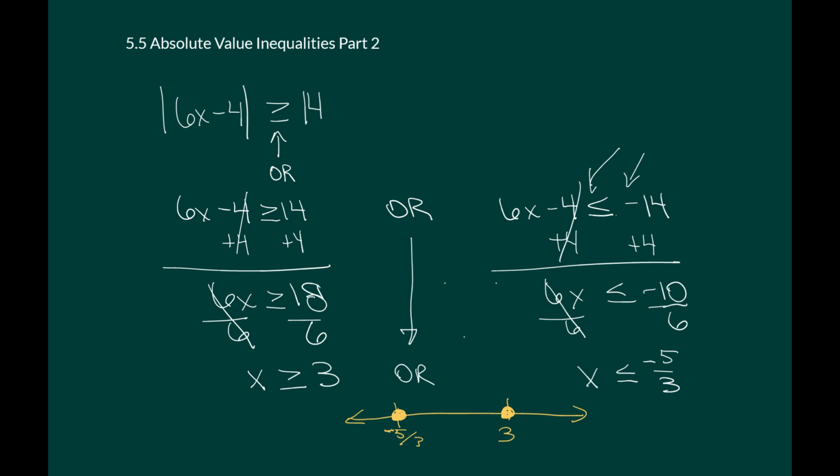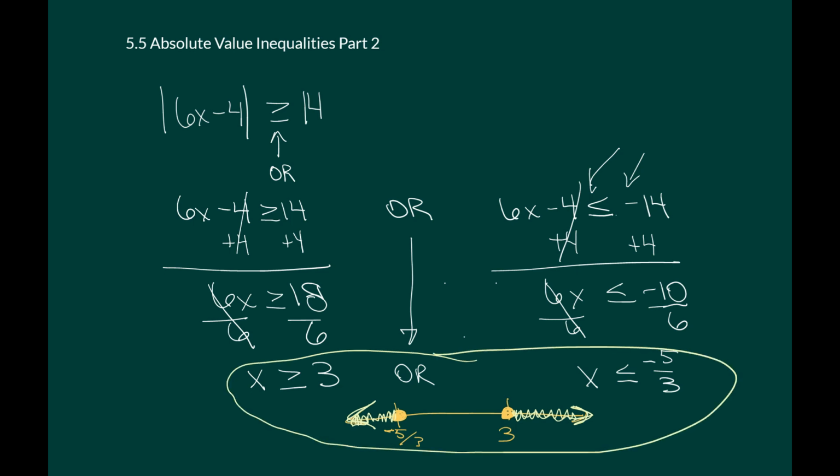Okay, so for x is greater than or equal to 3, I'm going to go to the right, because those are all the numbers greater than 3. And for x is less than or equal to negative 5 over 3, I'm going to go to the left, because those are all the numbers less than negative 5 over 3. So you see when we do this problem with "or," the lines do not connect. So I cannot write it as one inequality together. So that is going to be my answer.